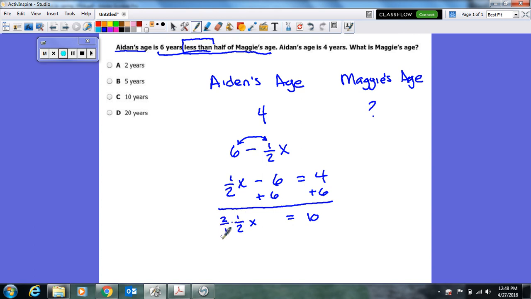The 2's, the 1's, they cancel out and we're left with X. Remember, if we multiply one side by 2 over 1, we need to multiply the other side by 2 over 1, or just 2. So 10 times 2 is 20. So we've learned the age of Maggie to be 20 years old, which is one of the answers.